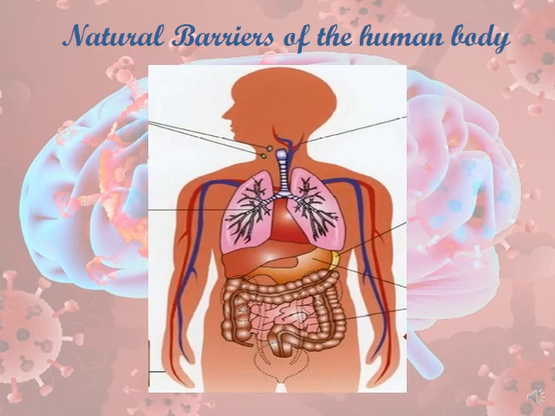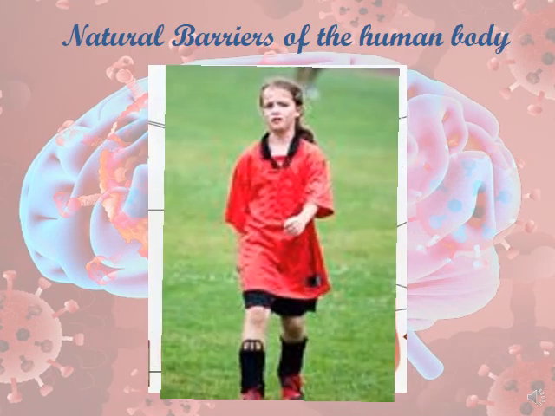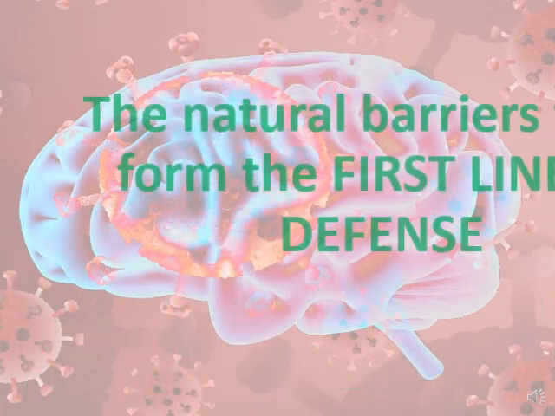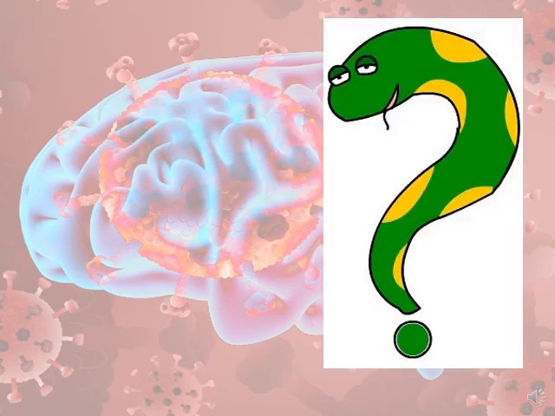Also, we have the mouth. We have some lines of defense in the mouth, also at the level of the stomach and the level of the sweat glands. They have an important role in the defense of the human body. So let's start first with this question. The natural barriers form the first line of defense. They represent the first line of defense in the human body.